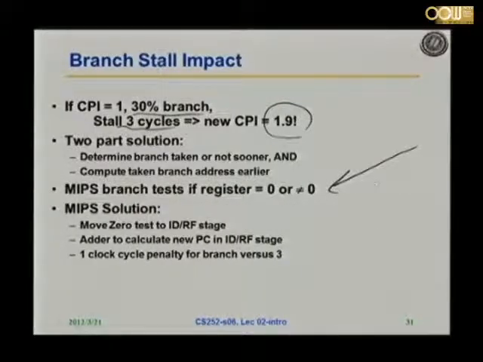And MIPS solution is move 0 test to earlier stage, as I said. If it's a very simple equal or not equal test, it can be very easy. If it's a 0 test only, it's even easier, just a big NOR gate. Okay? And adder to calculate new PC plus 4 plus offset, and 1 clock cycle penalty will be needed. Only then. Okay, what does it mean? Do you see what this means?